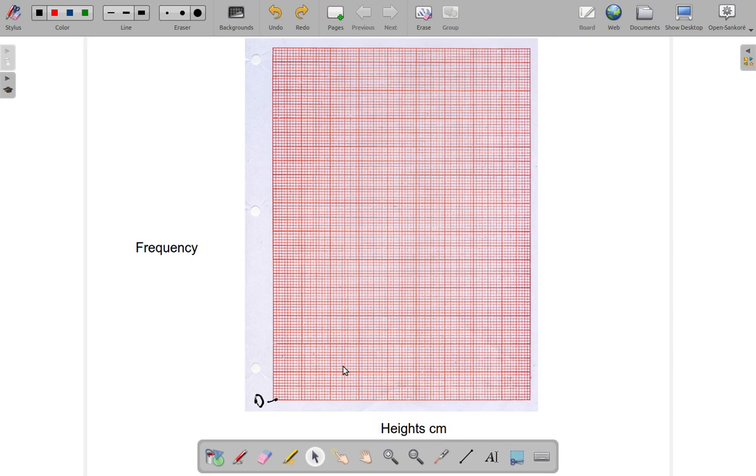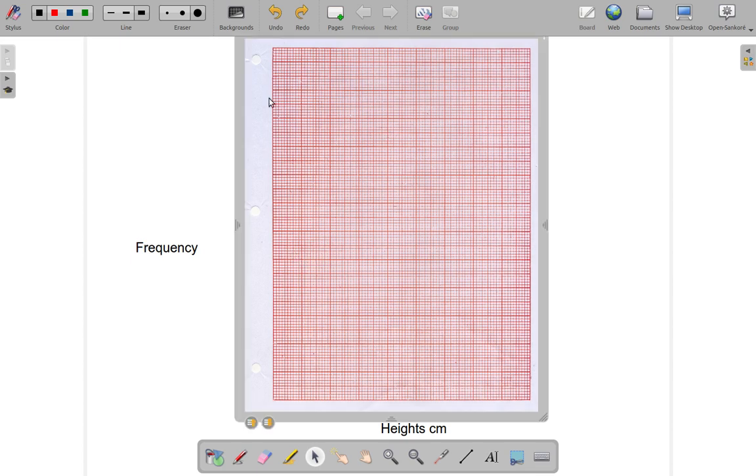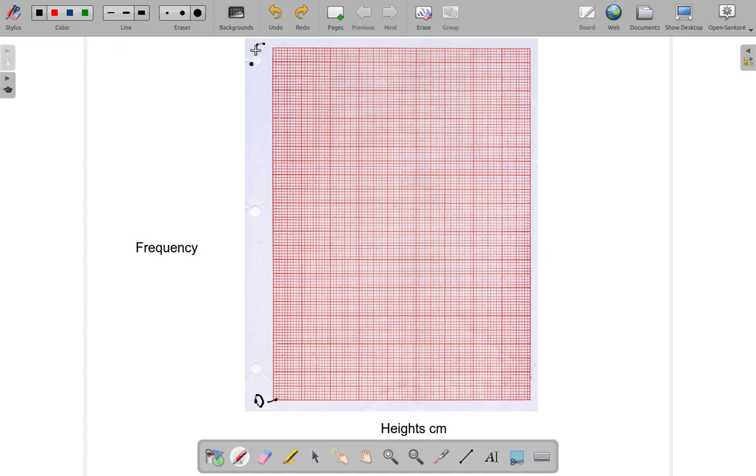Now, the frequency is at 0. Let's see how many centimeters we have going up. 1, 2, 3, 4, 5, 6, 7, 8, 9, 10, 11, 12, 13, 14, 15, 16, 17, 18, 19, 20, 21, 22, 23, 24, 25 centimeters. Now, if we put 50 at the top, remember, it's 50 up at the top, and there are 25 centimeters. So 50 divided by 25 would be 2.